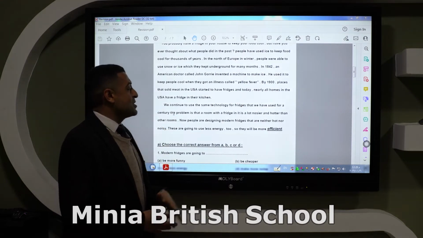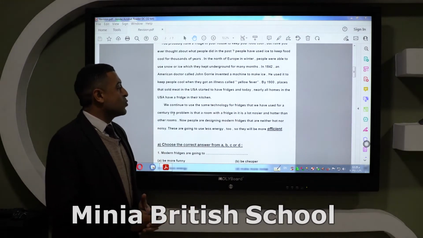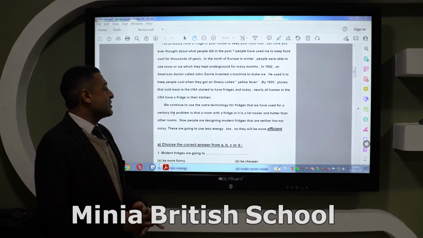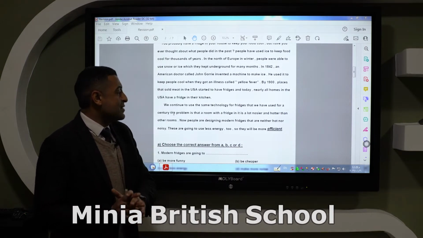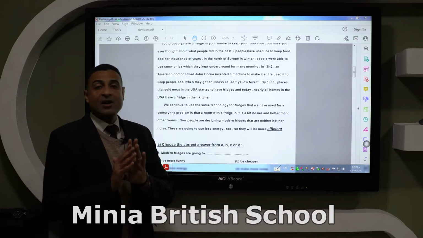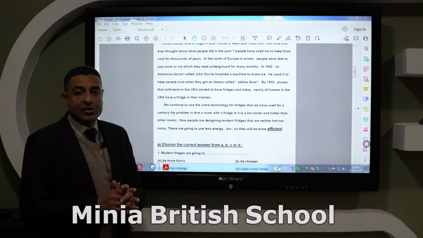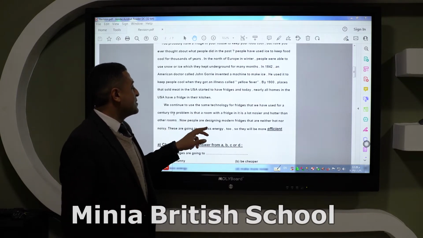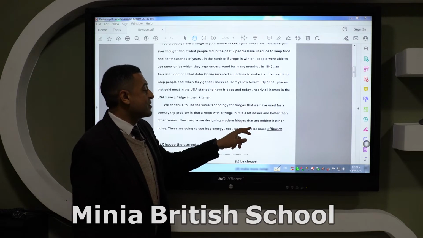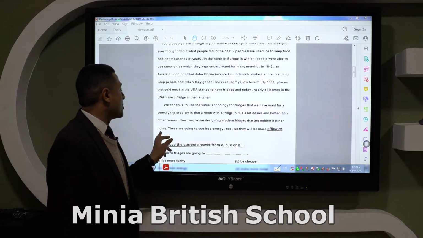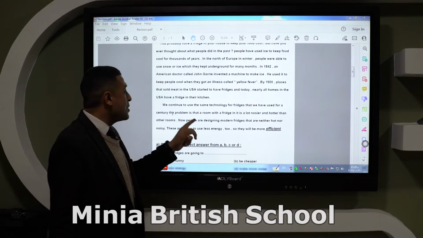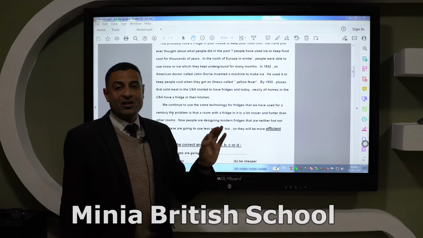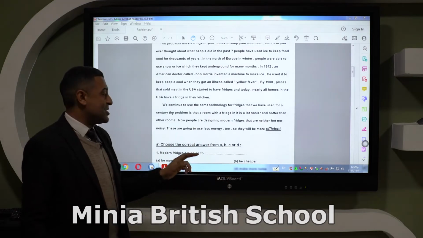We continue to use the same technology for fridges that we have used for a century. The problem is that a room with a fridge in it is a lot noisier and hotter than other rooms. Now people are designing modern fridges that are neither hot nor noisy. These are going to use less energy too, so they will be more efficient.